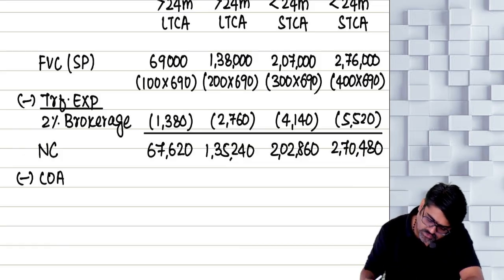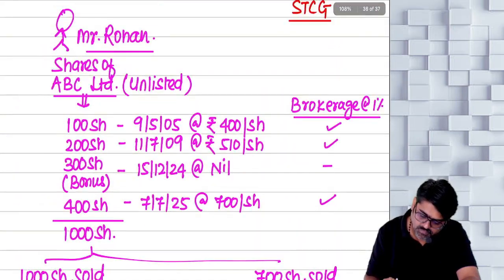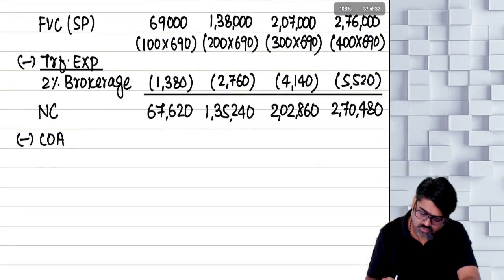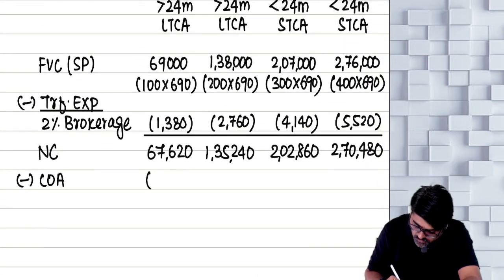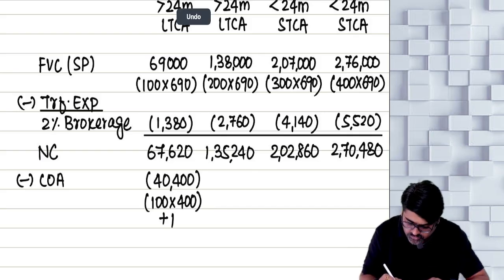Now cost of acquisition. First of all, tell me 100 shares are purchased for 400. So 100 into 400 plus 1% brokerage. So total 40,400. Got it or not? How did you get it? 100 into 400 rupees per share plus 1% brokerage. Yes or no?